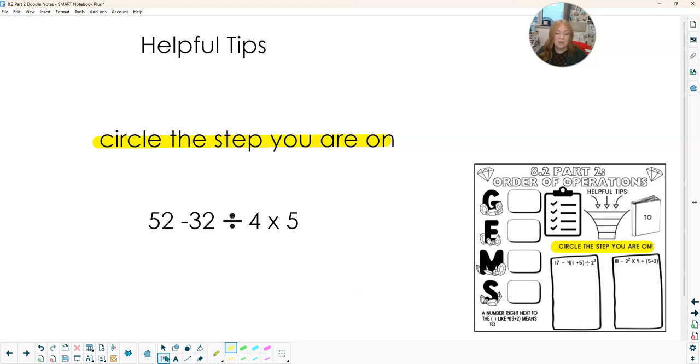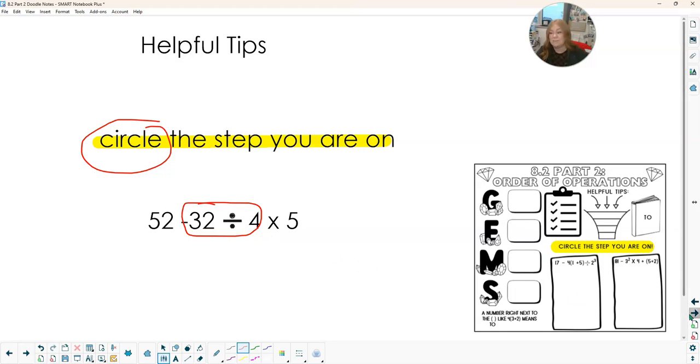And circle the step that you are on. So always look and say, okay, I'm on G, and if I have a G, I circle that in the problem. So, right, I don't have any groups. E, I don't have any exponents. I'm on multiply and divide. Oh, right here is the first thing I would do. And I'll do that and then bring everything else down. By circling that, it puts your attention there. And then it helps you know what part of this should I bring down so you don't accidentally repeat something you've already done.